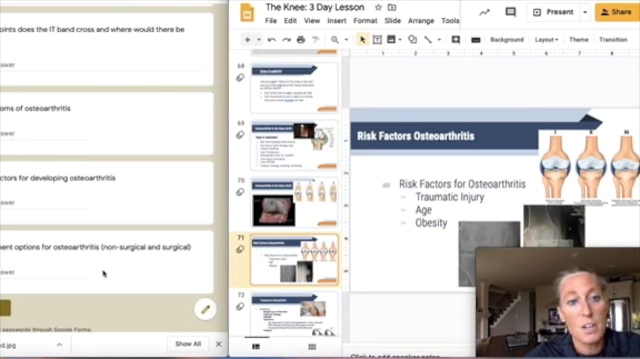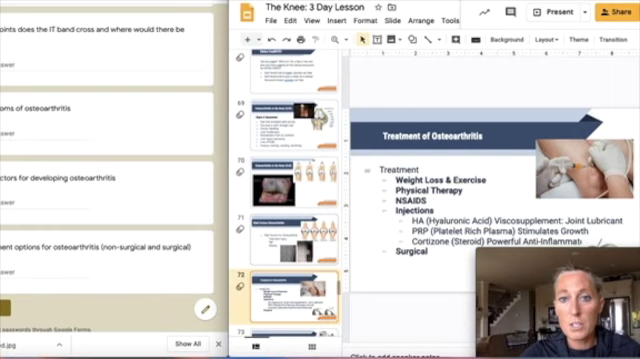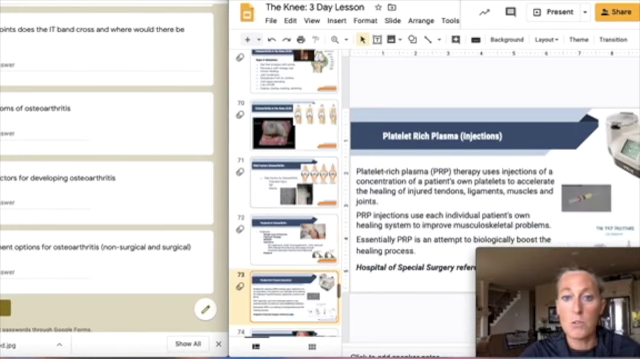Treatment options for osteoarthritis: Physical therapy would be the non-surgical treatment options. Surgical treatment options, we did talk about several of those. Also, weight loss and exercise are the non-surgical options. Taking medicine, injections like HA, PRP, cortisone, and then surgical options.